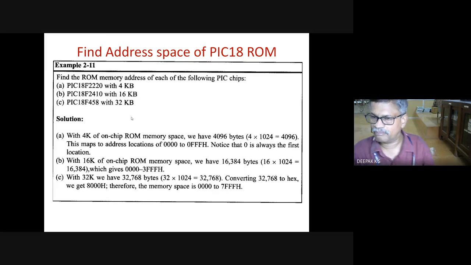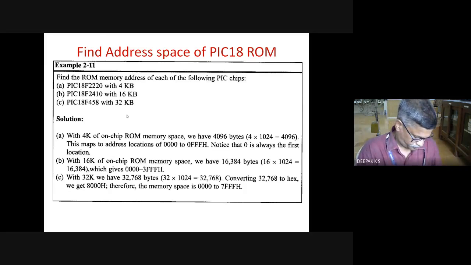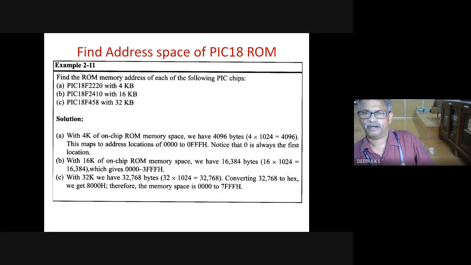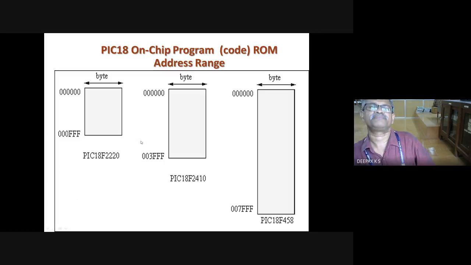They may not be requiring large memory, so you should choose the PIC with suitable memory for your application. So this PIC has only this much ROM, and this PIC has a larger memory, and this PIC has a still larger memory, and the maximum value is 32 MB because the program counter has that value.